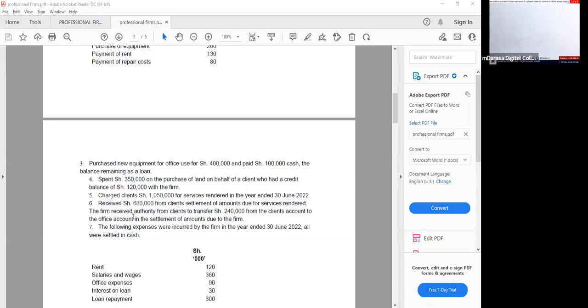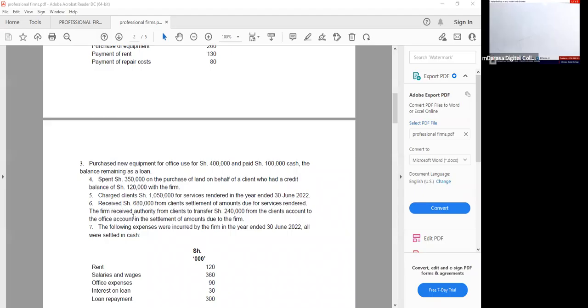So again here, we're also noting that there's that authority to transfer, where we mentioned that to record transfers of funds from the client's account to the office account on authority from the client, if it is an actual transfer in the cash book, we debit our cash book, office column, and we credit our cash book, client's column.